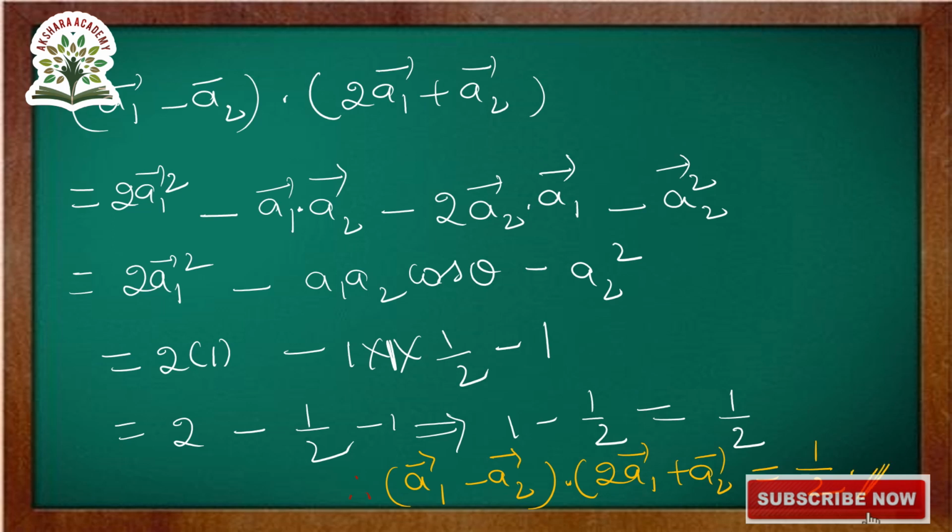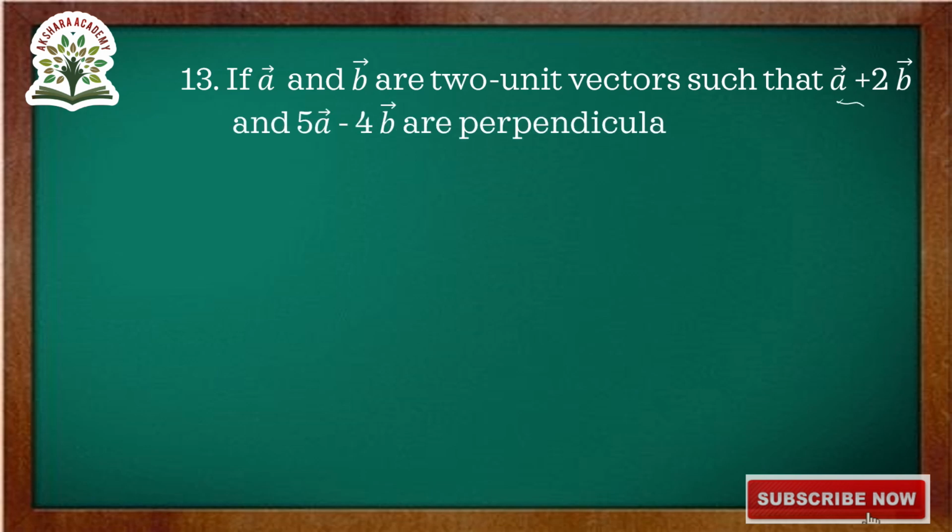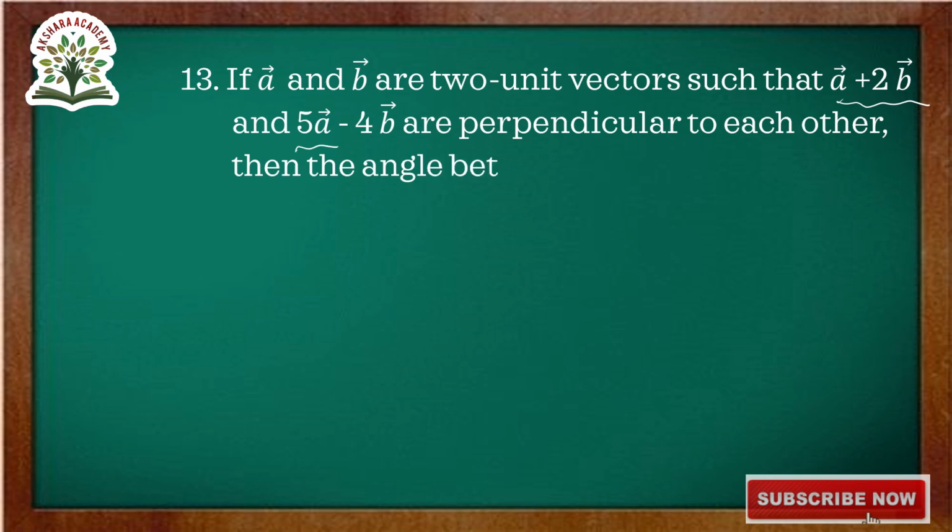Next we will go to the next question. If a bar and b bar are two unit vectors such that a bar plus 2 b bar and 5a bar minus 4 b bar are perpendicular to each other, then you have to find the angle between a bar and b bar. If two vectors are perpendicular to each other, then their dot product is equal to 0. So now let us go to the solution.